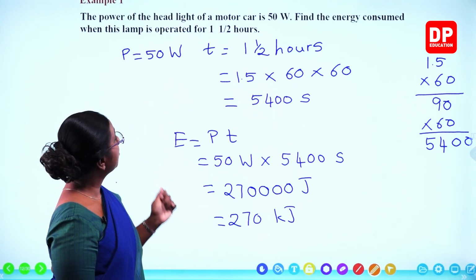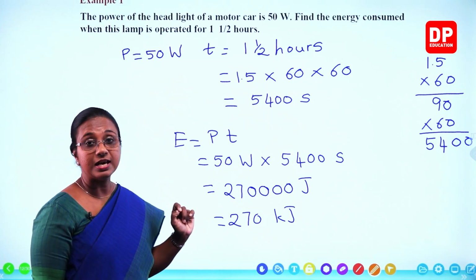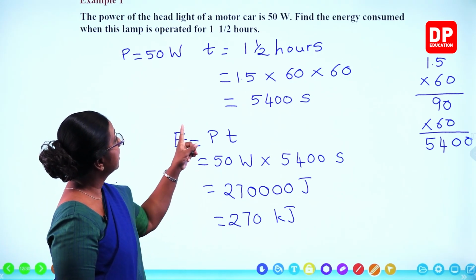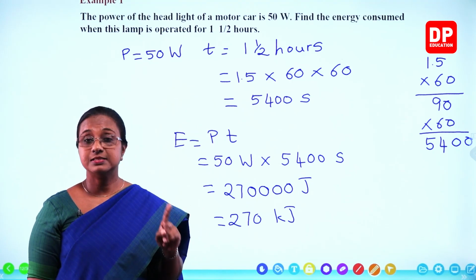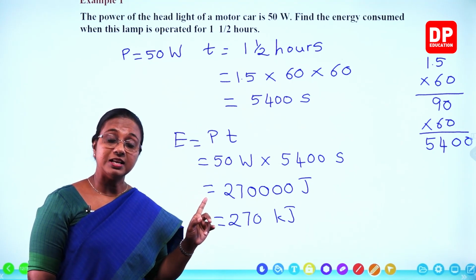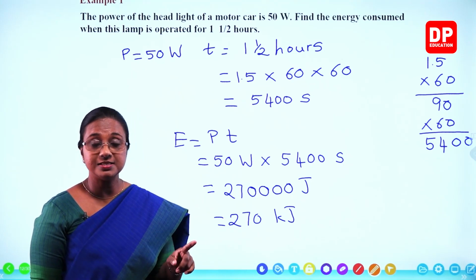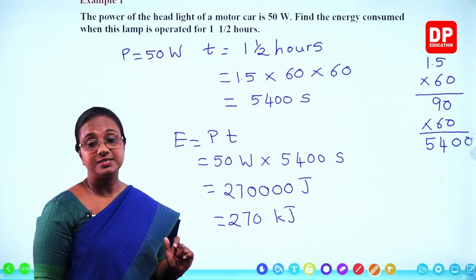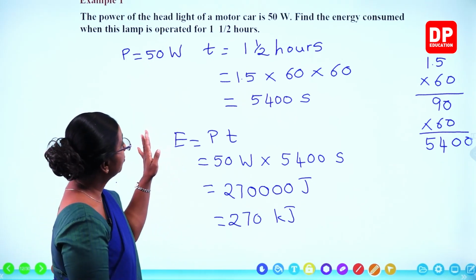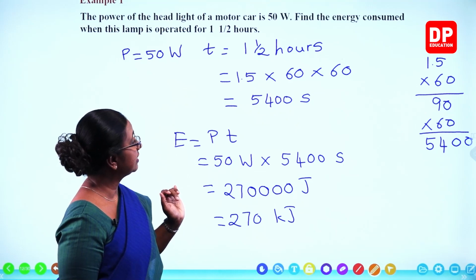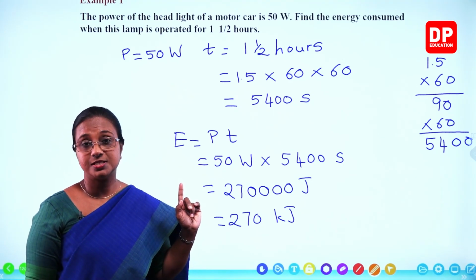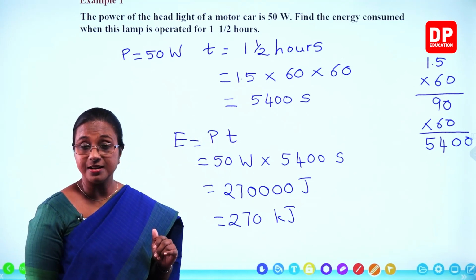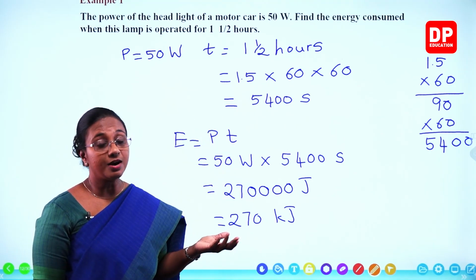So you know the power of the appliance, you know the time, but you have to remember always the time has to be in seconds. If you are given hours, you multiply by 60 to get minutes, and then again multiply by 60 to get seconds. So the hours have to be multiplied by 60 into 60, or some of you do it as hours into 3,600, because 60 into 60 is 3,600.